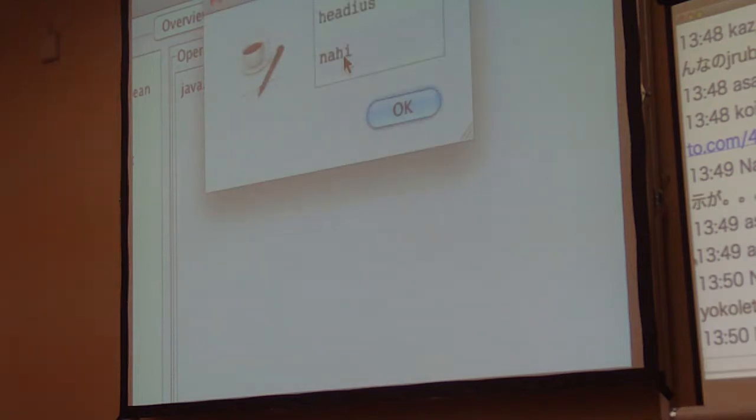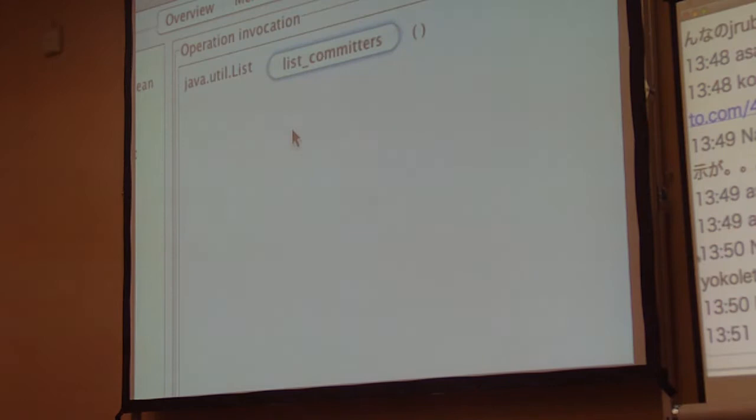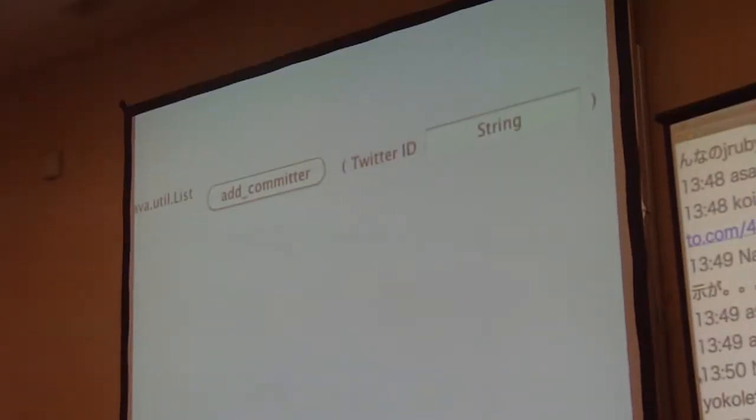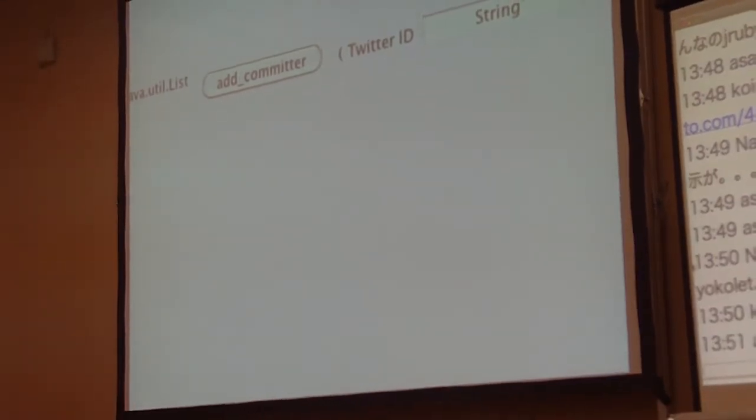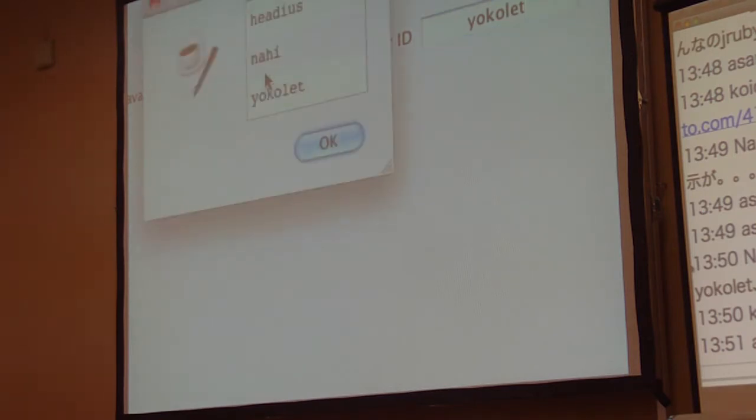Right now? There they are. Scroll up a little bit. They're in there. Let's take a look and add a committer. Okay, who wants to be a committer? Yokolet. Let's add Yoko, our other JRuby committer here today. Okay, Twitter ID. Aha, there.